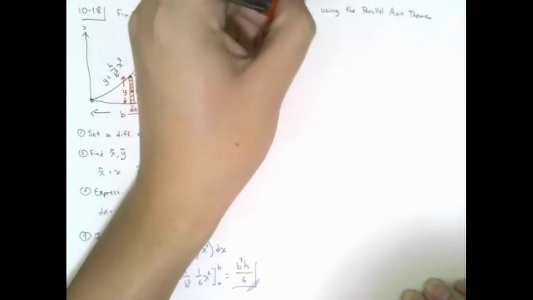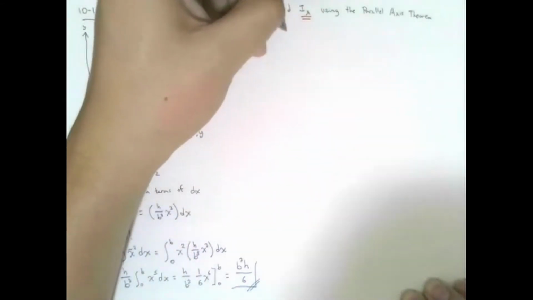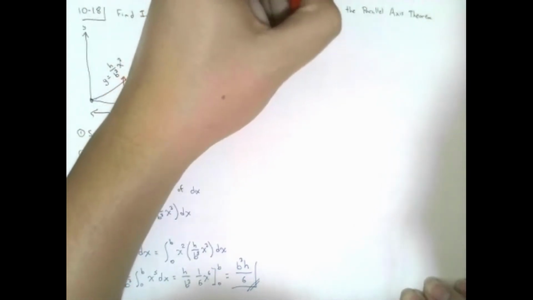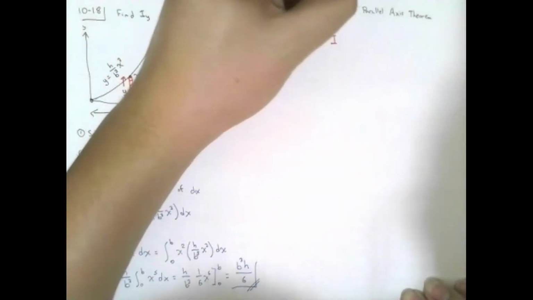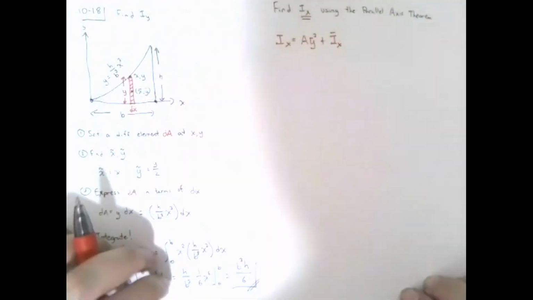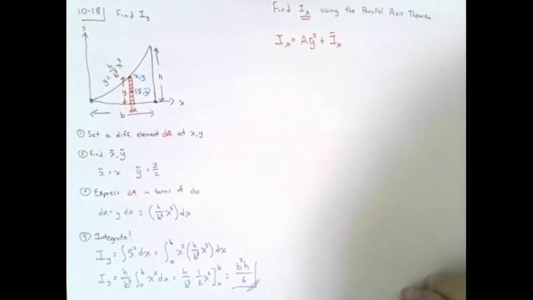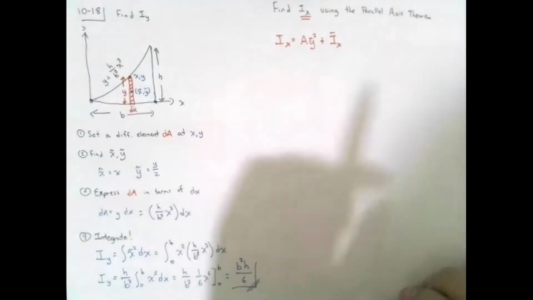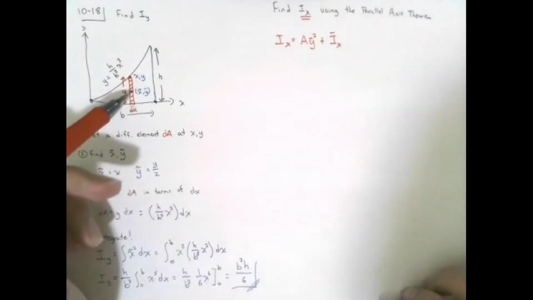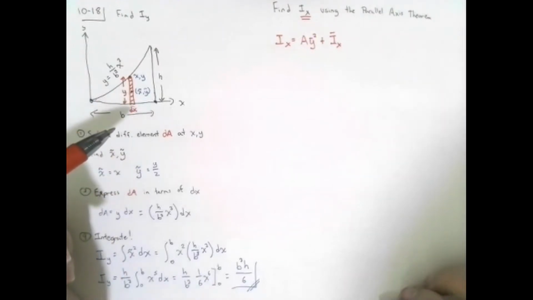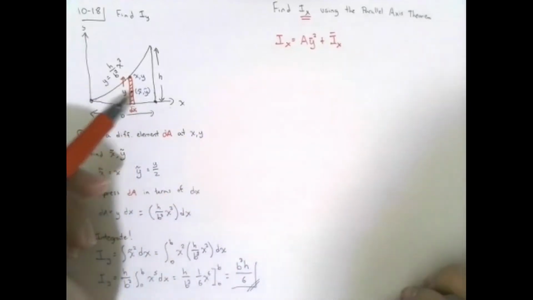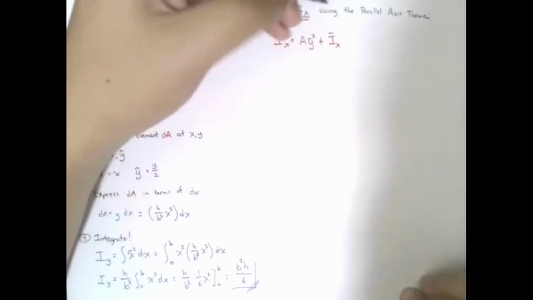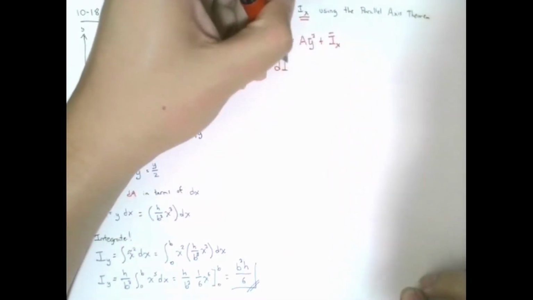As a reminder, along the x-axis, the parallel axis theorem tells us that the moment of inertia about the x-axis equals the area of the shape times the y-coordinate of the centroid squared plus the centroidal moment of inertia about the x-axis. That is the moment of inertia taken from the centroid of that element. So if we apply the parallel axis theorem to this tiny shape, then for this very small element, we will have a very small moment of inertia.